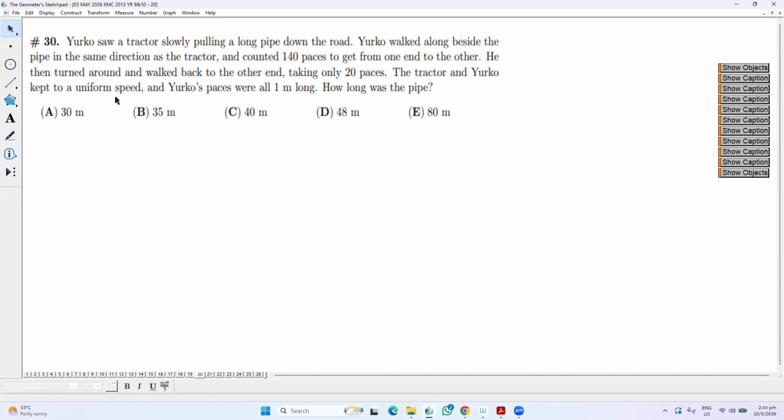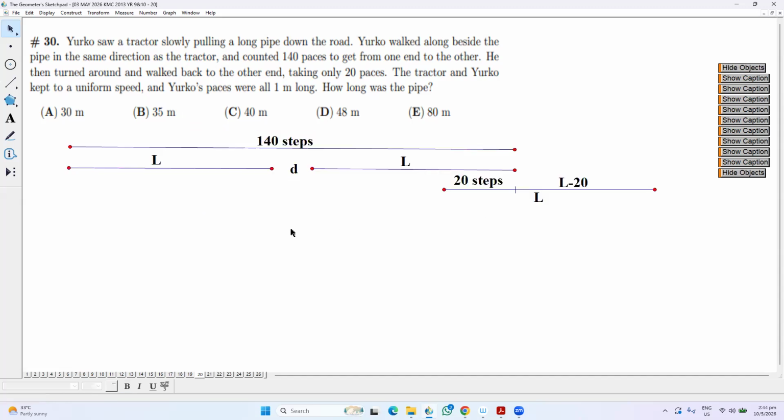It is good to know that you need a diagram to help you visualize the description in the question. So first he walked. Then by the time he reached the front, the pipe has length L. So the tractor moved to here already. Then Yoko walked 140 steps and reached the front. The pipe moved.